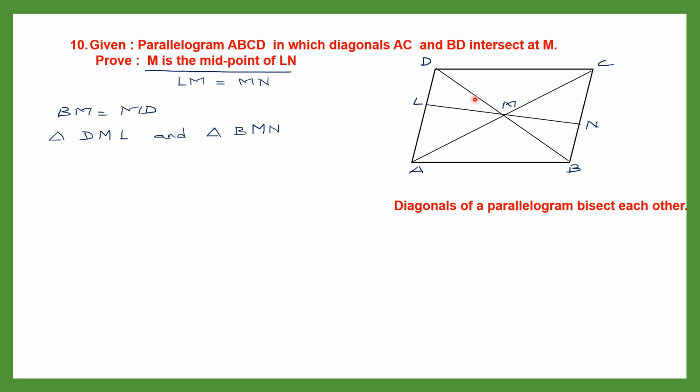Now if you see here, DML, let me mark that, that is here, this side. And the other one that is here, that is BMN, the angles marked in red will be equal. Why? Because they are vertically opposite angles. So let's write that. Angle DML will be equal to angle BMN. Why? Because they are vertically opposite angles.